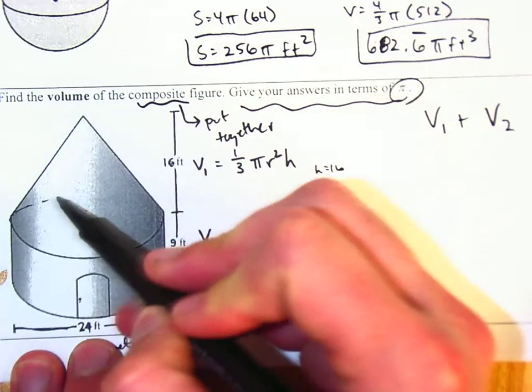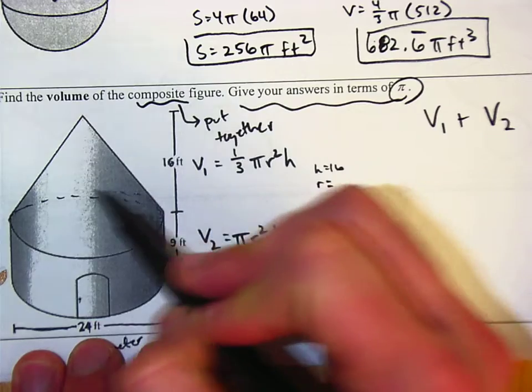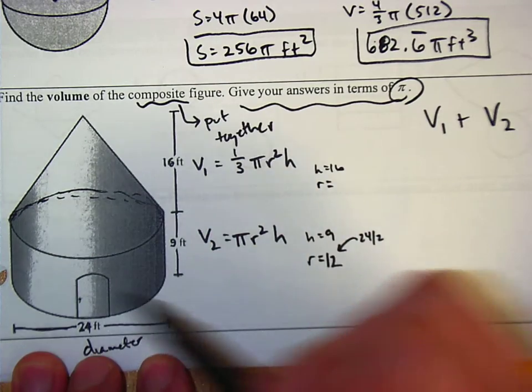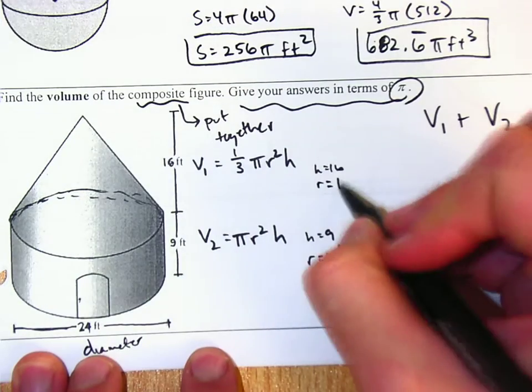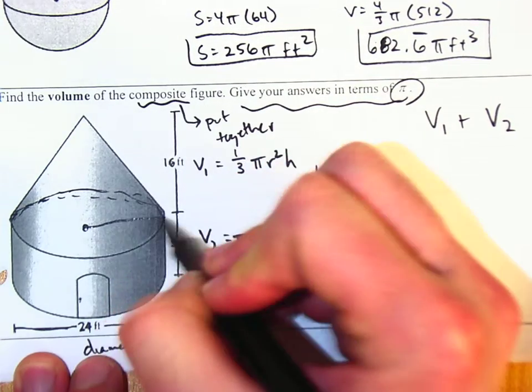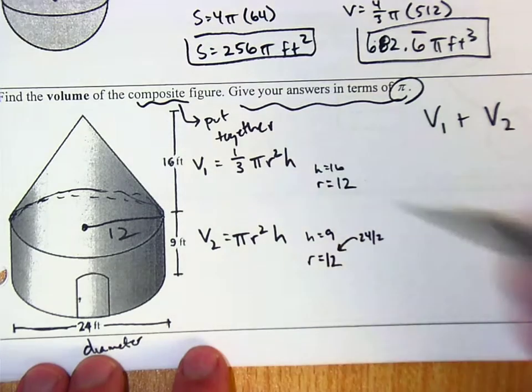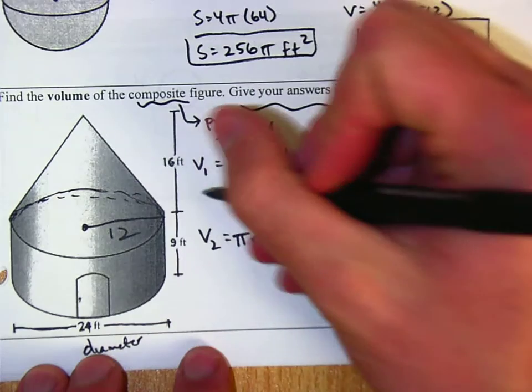And then if we look closely, this cone sits exactly on top of this cylinder. So the base, which is this circle back here of the cone, is the same as the base of the cylinder. So the radius is also the same. It's just going to be 12. So now we have both of these things.